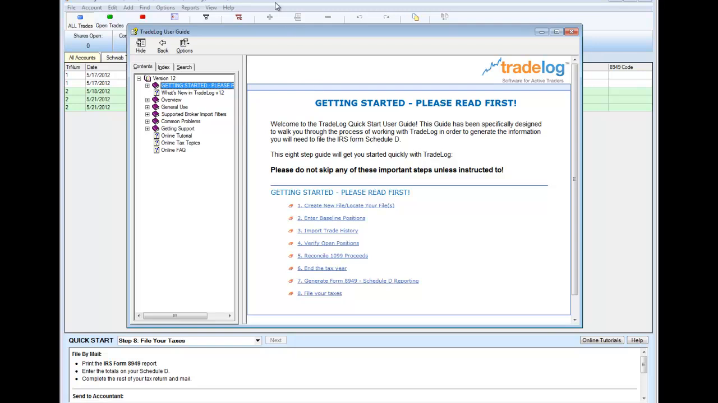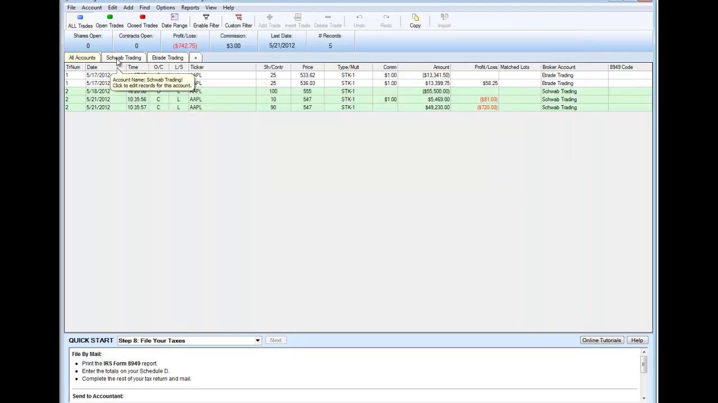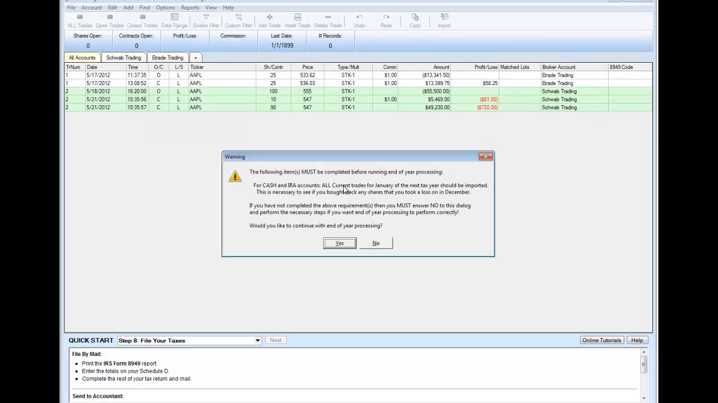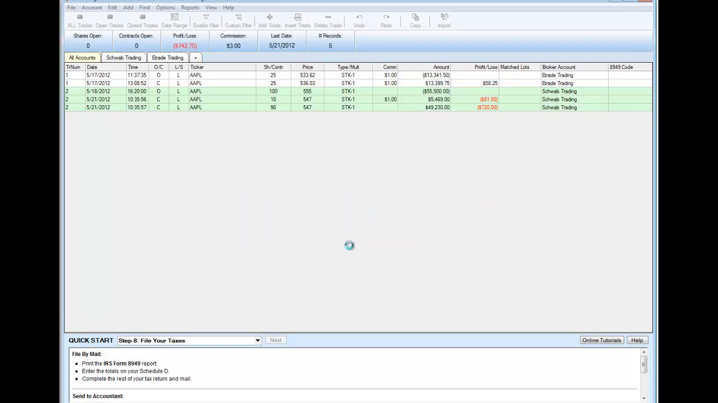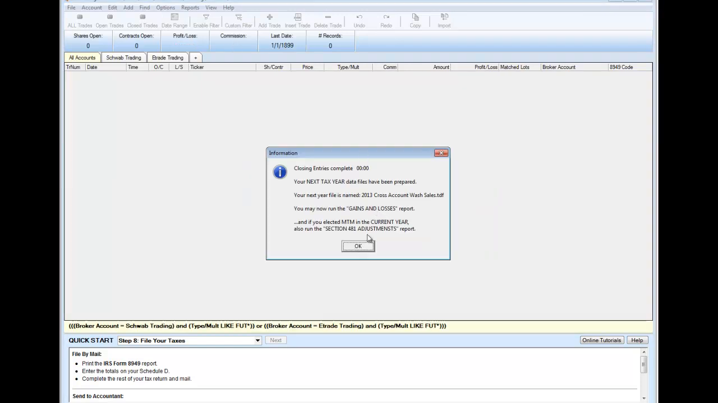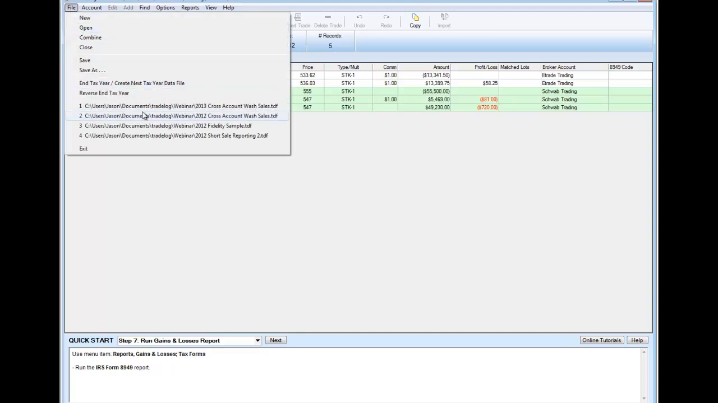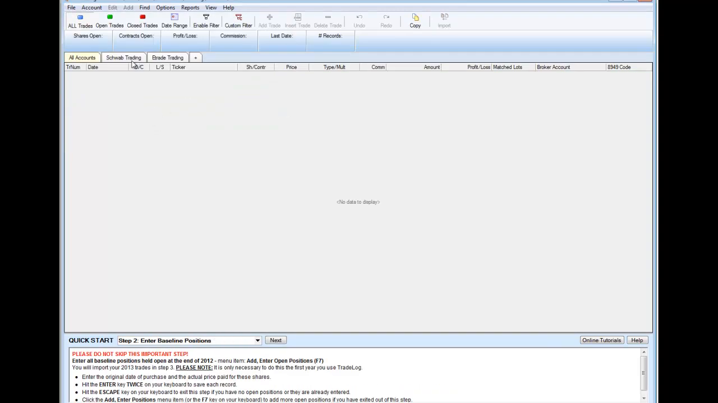With the multiple account data files in TradeLog, this is easy because it's one step. You go to File, End Tax Year. It's going to ask if you've imported all the necessary information. You click yes, it creates your 2013 data file. Now you'll notice if I go and open my 2013 file it created, it has all of my account tabs set up. In this case, I didn't have any trades that carried over, so there's nothing to carry over, but I can just go ahead and keep importing.